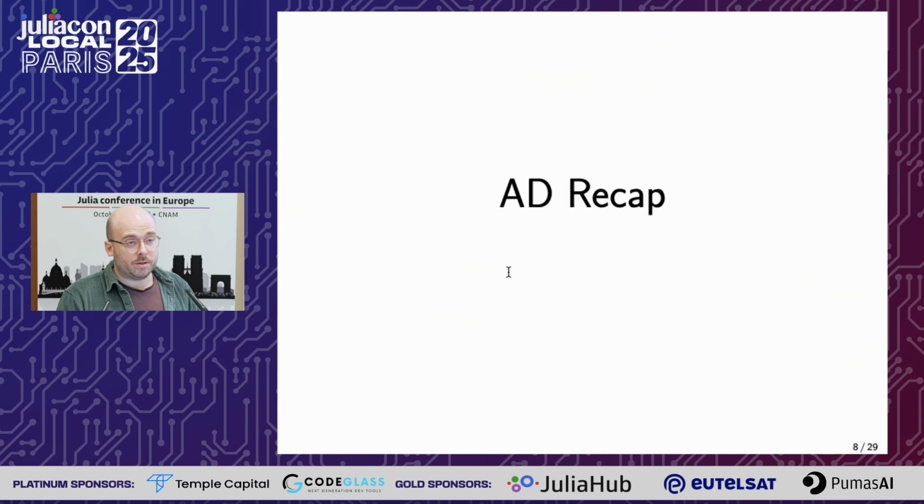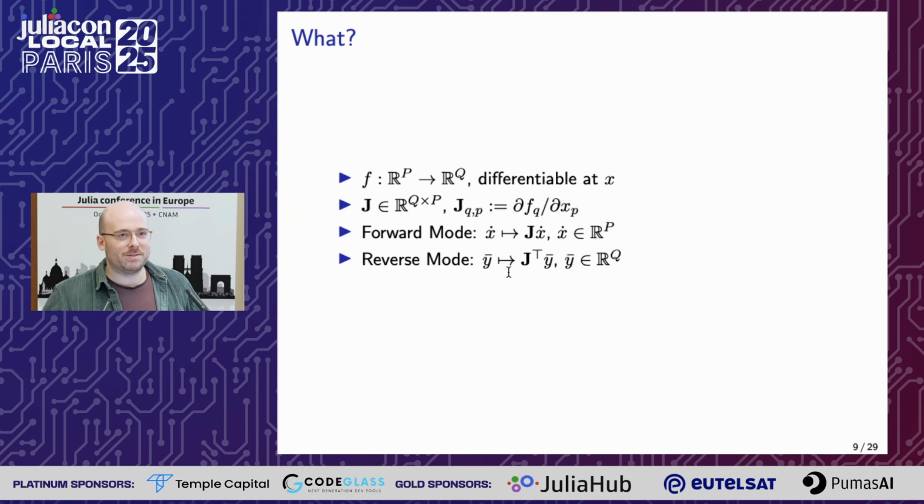So before diving into how we do these things, I'll do a quick AD recap, which happily isn't required to a great extent. But just to set up how I'm going to be phrasing things. So we're going to assume we have some function f that's differentiable at a point x, we'll just assume we're mapping between two real-valued vectors. Its Jacobian, as we discussed, is some matrix of partial derivatives. And forward mode is the thing that gives you the linear operator to compute J x dot for some x dot, which is a vector of the same length as the argument to f.